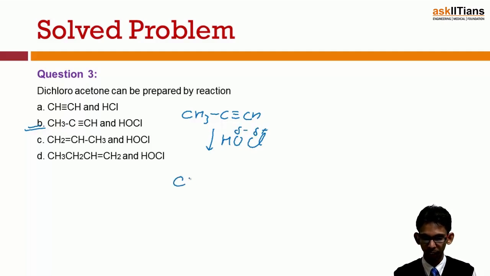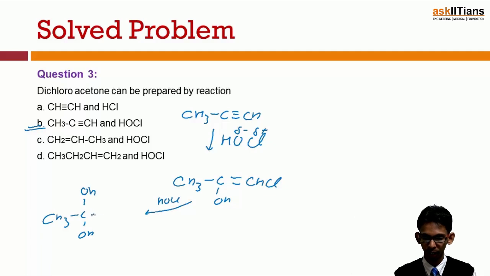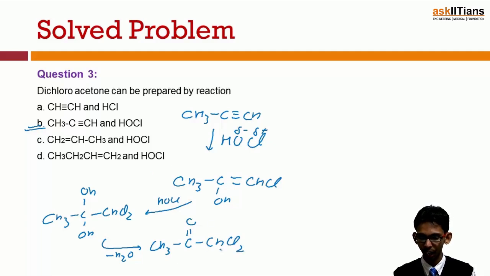So we get an adduct like this, CH3, C with OH comes here, double bond, CHCl. On further reaction with the same compound, we get CH3, C with one OH here, and another OH, and CHCl2. This undergoes removal of water molecule, and the compound which we get is CH3, C double bond O, CHCl2. So it is dichloroacetone. So the correct option is B.